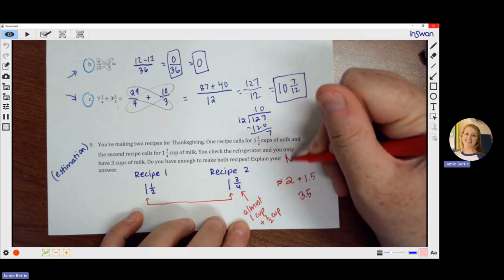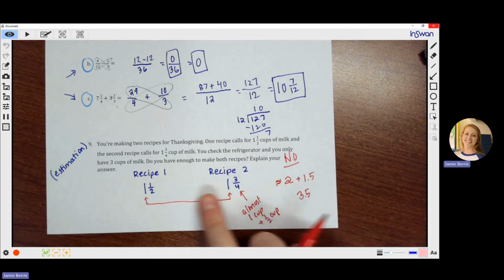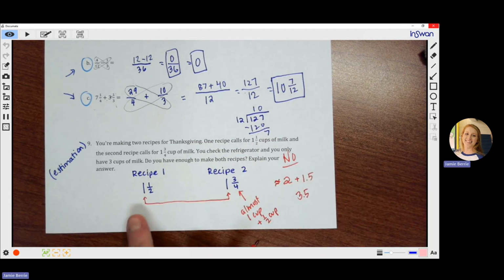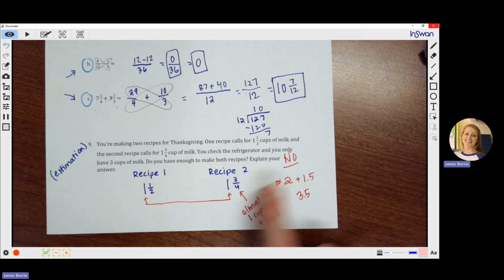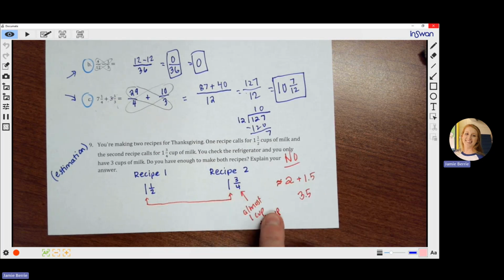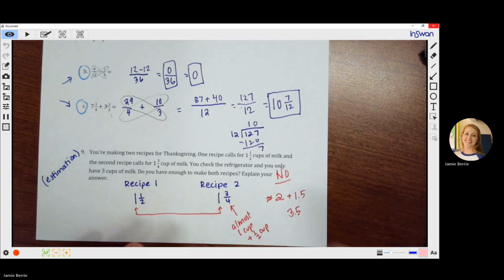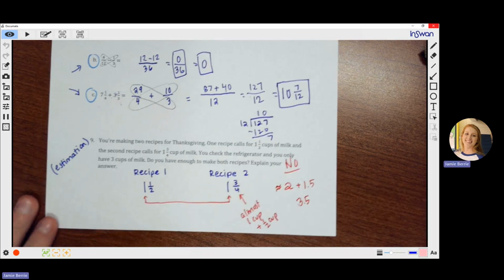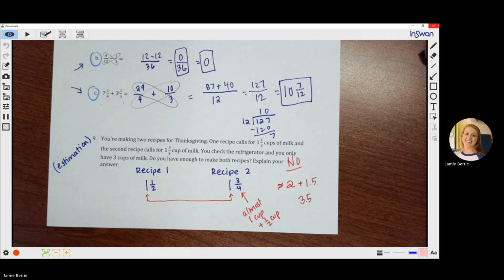So no. And then my explanation here is just that I see that I have 1 plus 1 is 2 cups. This is almost a cup plus another 1/2 cup. This is not going to work out. All right, so not on the test, but a good application of estimating.